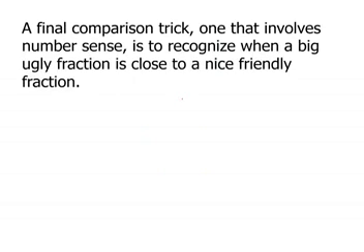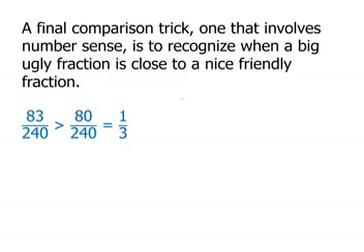A final comparison trick is one that involves number sense. And it's about recognizing when a big, ugly fraction is close to a nice fraction. So, for example, suppose we look at this fraction here. Well, that fraction has to be greater than 80 over 240. But 80 over 240, that's a nice fraction. That's just 1/3. So this fraction, 83 over 240, is slightly larger than 1/3.